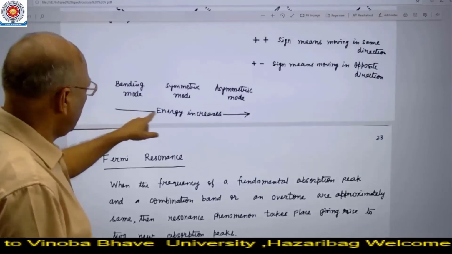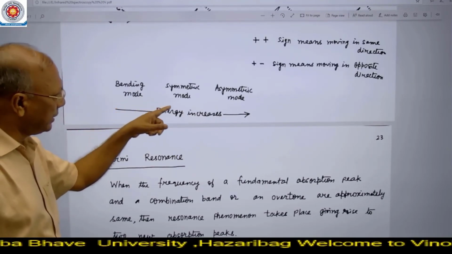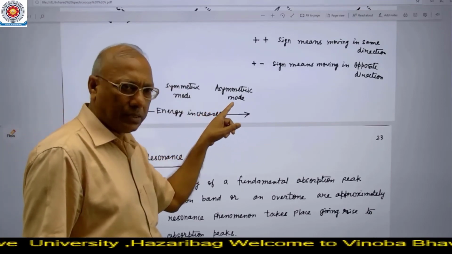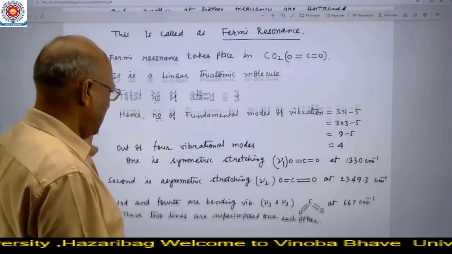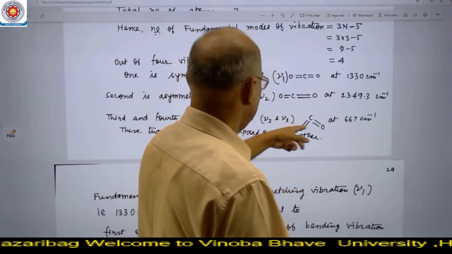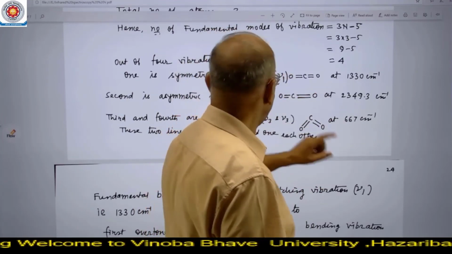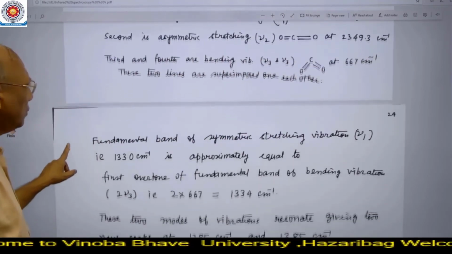Because I have written that the energy of the bending mode is lowest, then comes the energy of the symmetric mode, and finally the asymmetric mode has the highest value of energy. So this is also clear from these values. This is the symmetric mode, this is asymmetric, and this is bending. The bending has the lowest value, then comes the value of the symmetric mode, and then the value of the asymmetric mode. Now what happens?